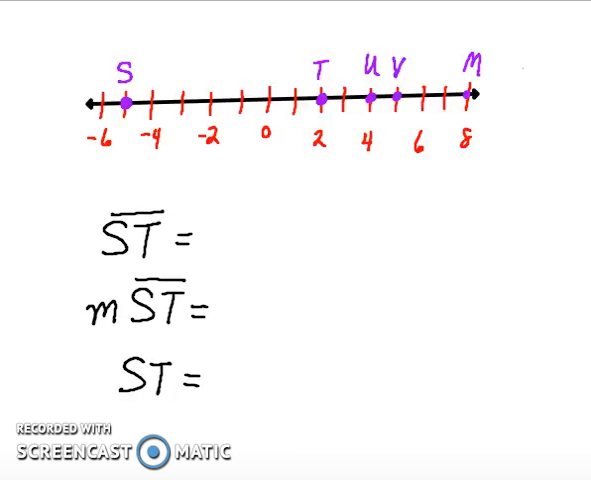So first of all, let's start with this. Looking at this number line up here, we see where S is, and S is between -6 and -4, so that has to be -5. And we see where T is at 2, U is at 4, V is between 4 and 6, so it has to be at 5, and M is all the way over here at 8.